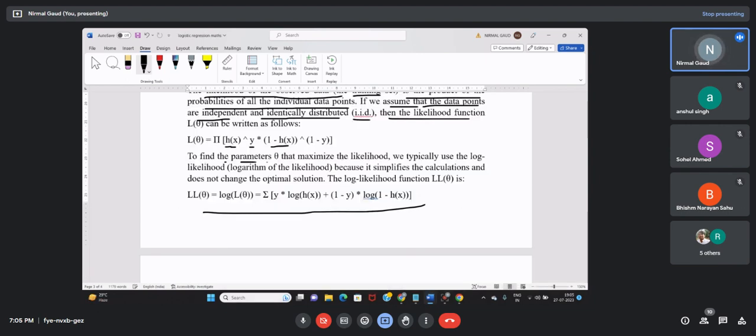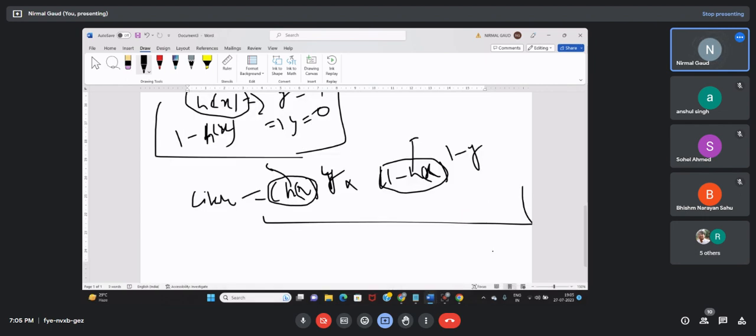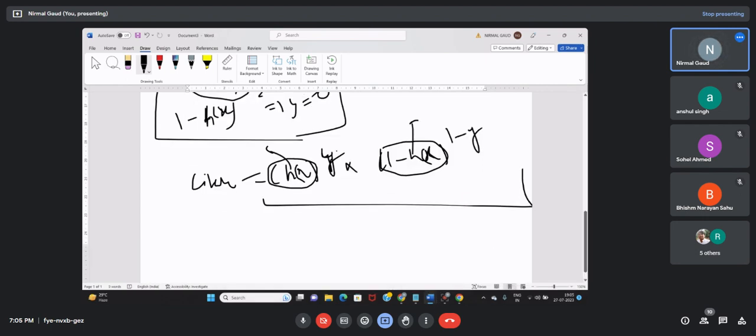And after getting the likelihood, obviously they told us that you need to take the log to find the parameter theta that maximizes the likelihood, the maximum likelihood. That means we need to use the log function, the logarithm of this likelihood, because it simplifies the calculations and does not change the optimal solution. So the log likelihood ll(theta) is given as the log of this, and they took a summation of y times log of h(x) plus (1 minus y) multiplied by log of (1 minus h(x)). So how did you get this? Now again a question: if I take the log of it, how did you get this result?